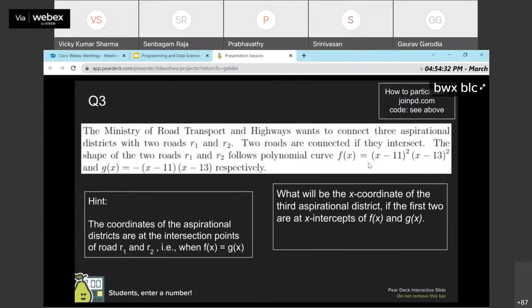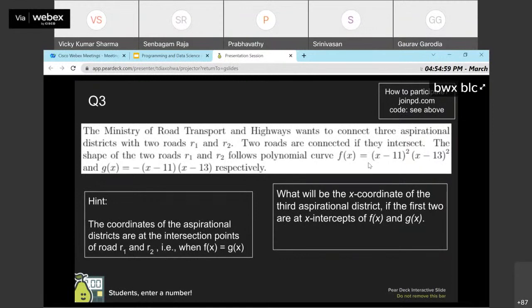Now some more data are given. The shape of the 2 roads R1 and R2 follows the polynomial curve f of x equals x minus 11 the whole square times x minus 13 the whole square, and g of x is equal to minus x minus 11 times x minus 13 respectively. So these are the 2 roads. f of x and g of x indicate R1 and R2 respectively.